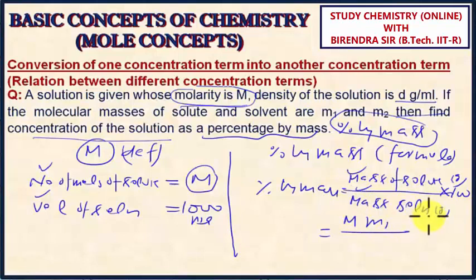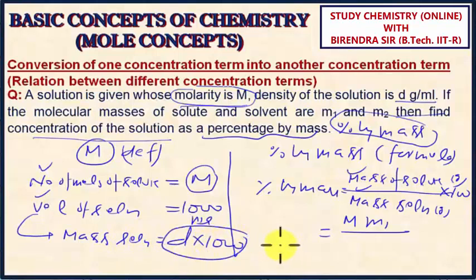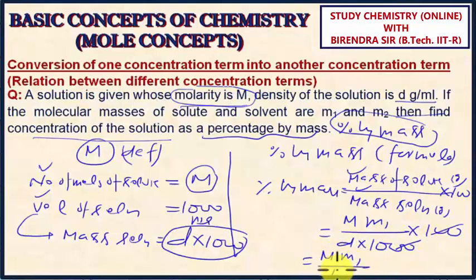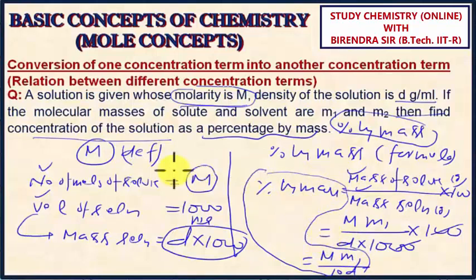Now, in the denominator, mass of solution is required. What is given? Volume of solution. So how do we convert volume of solution into mass of solution? By multiplying by the density. So if you substitute here d into 1000, here into 100, quickly you get the answer as MM1 upon 10d. My point is clear? So this way we get the relation between percentage by mass and molarity of this solution. So this is actually the relation. Either you memorize the relation or you use this conversion method.